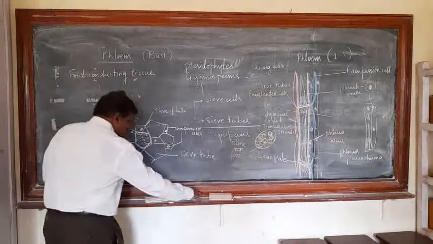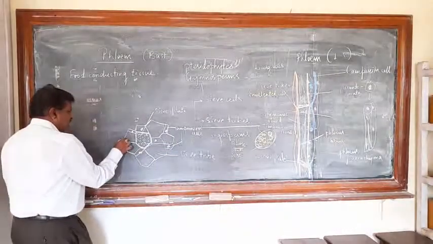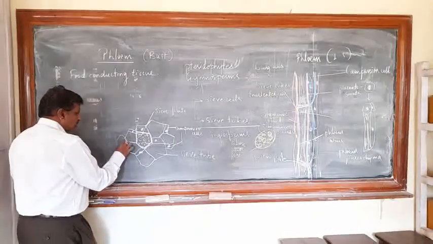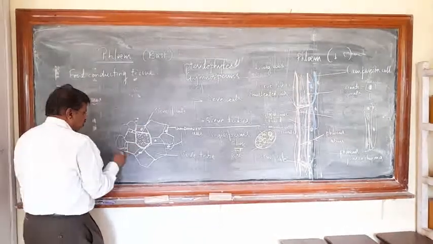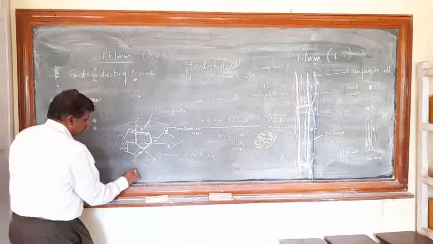You can see the parenchyma cells, phloem parenchyma. They may be polygonal or oval, sometimes rectangular.